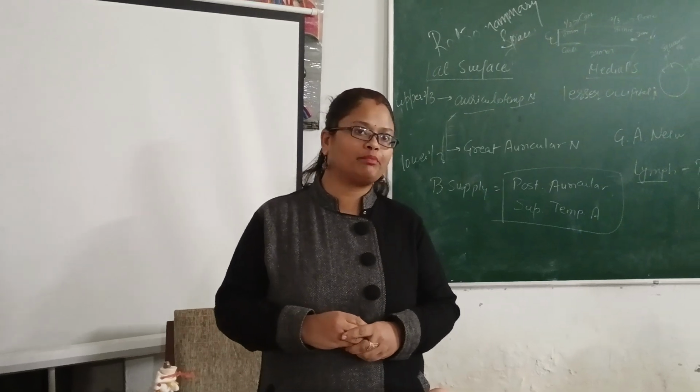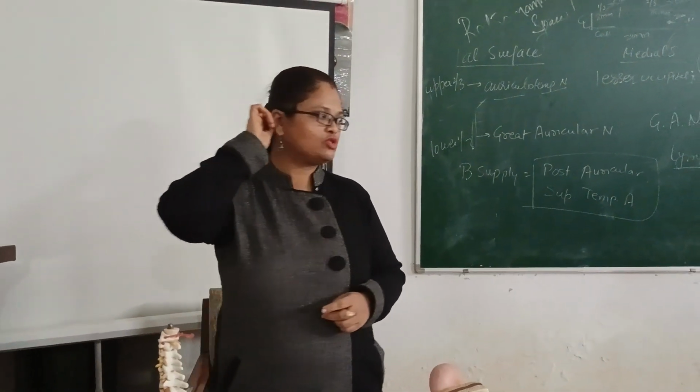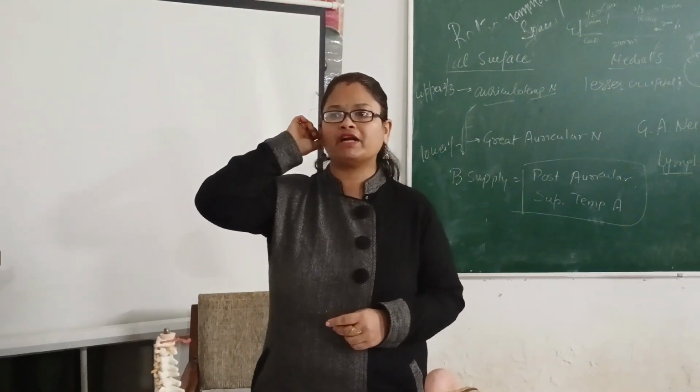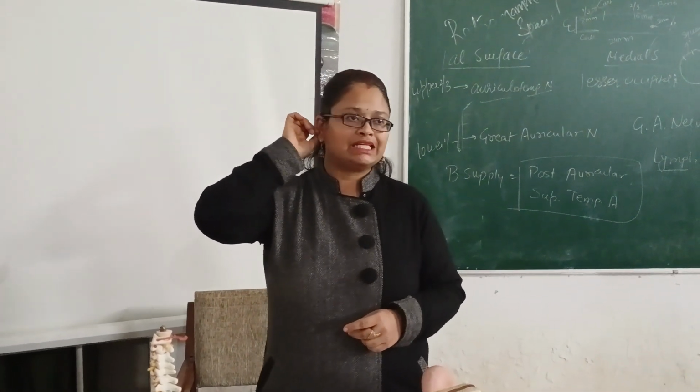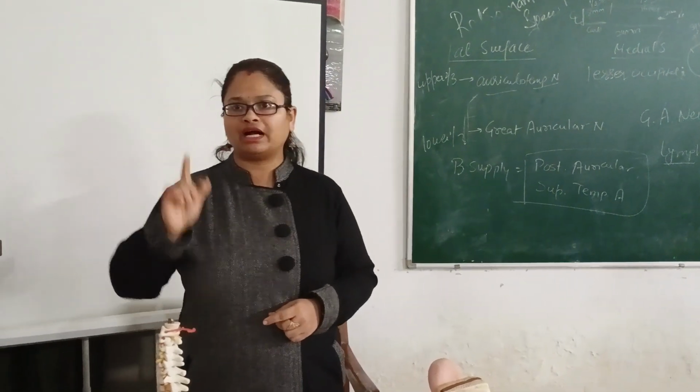So first is auricle. What is auricle or the pinna? It is the part which is seen on the surface. किससे बना हुआ है ये? It is made up of the crumbled plate of the elastic cartilage.